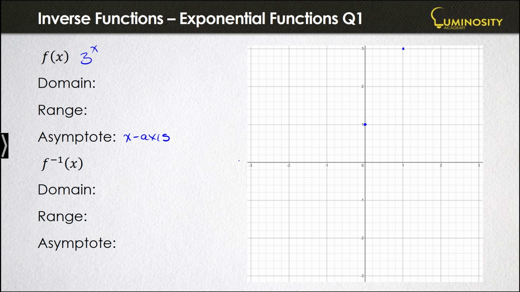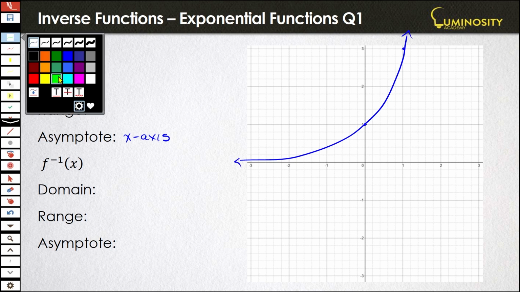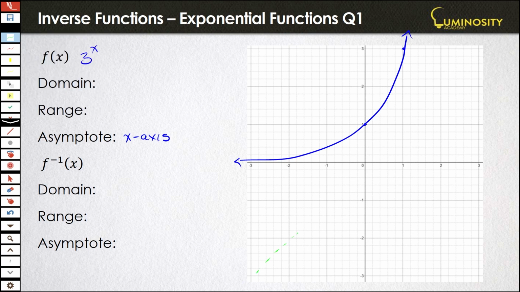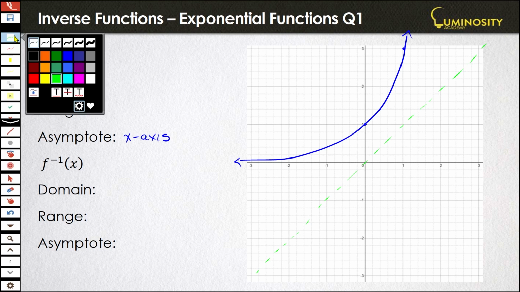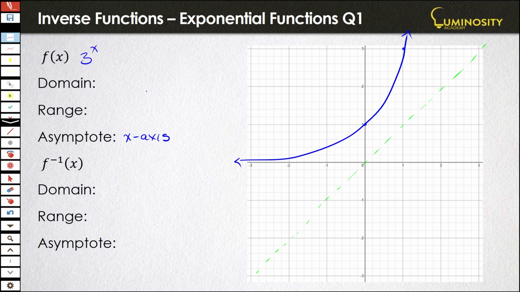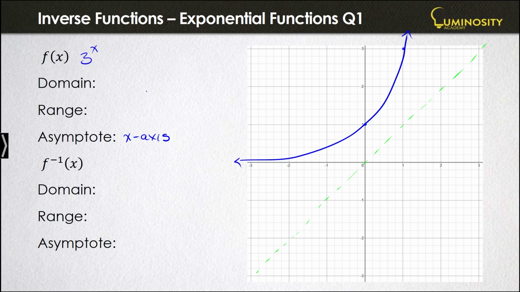So we have our function that looks like this. And if you remember, we also know that when we graph the other one, it'll be reflected along that y equals x line. So now that we have this, we want to look at our domain and range. So our domain is going to be all real numbers. And our range, as we can see, is y is greater than 0.